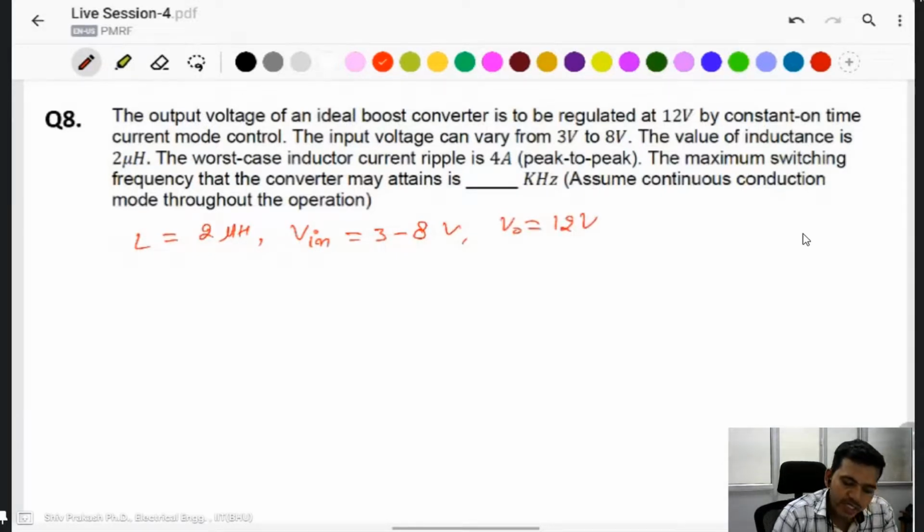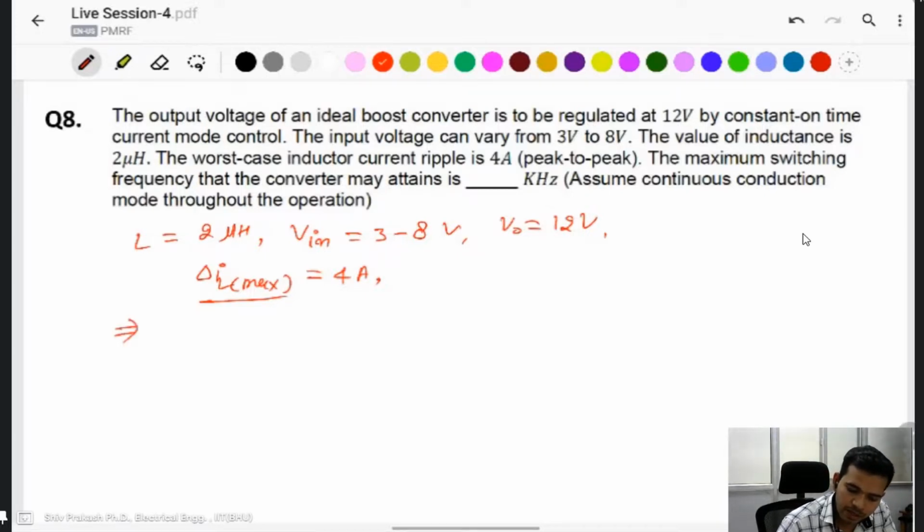The worst case inductor current ripple. Worst case means the maximum ripple in the inductor current is given as 4 ampere. Also a condition is given for the maximum switching frequency of the converter. I think these are different cases. First, we take the maximum inductor ripple current, and here constant on time is also given, delta IL.